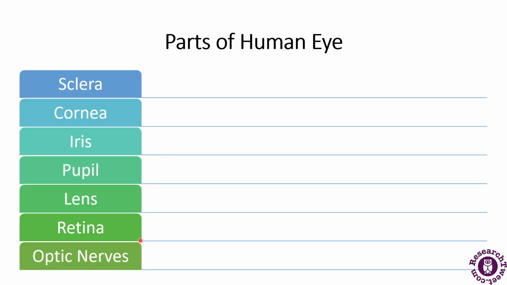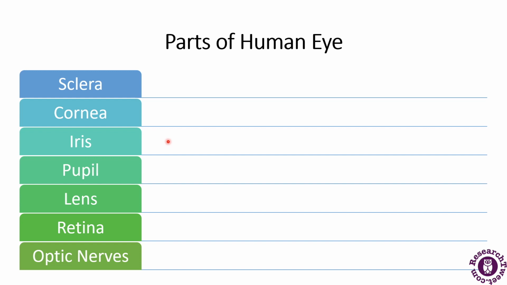These are some of the different parts of the human eye. Now what are these? Sclera. It is the outer covering, a protective tough white layer, which is called the sclera. It is the white part of the eye. If I talk about the cornea, it is the front transparent part of the sclera, and the light enters the eye through the cornea.